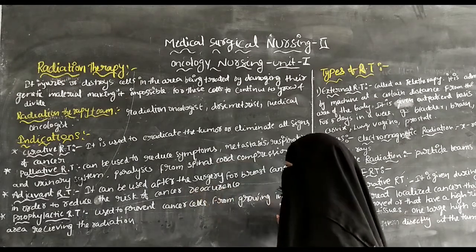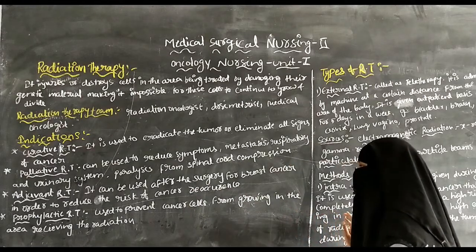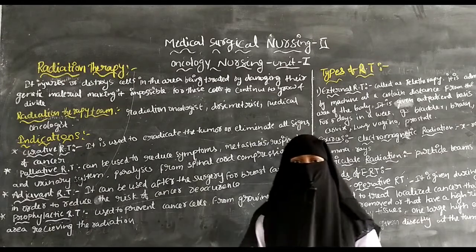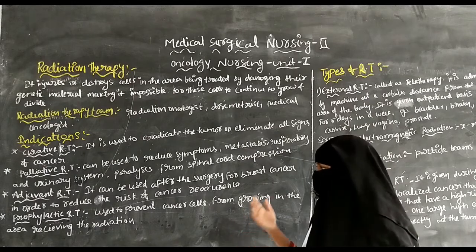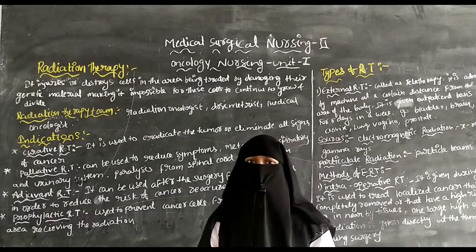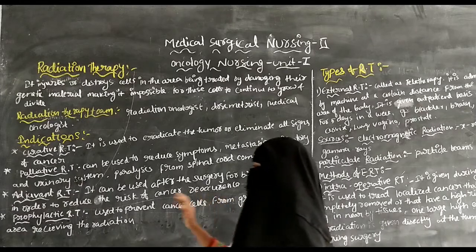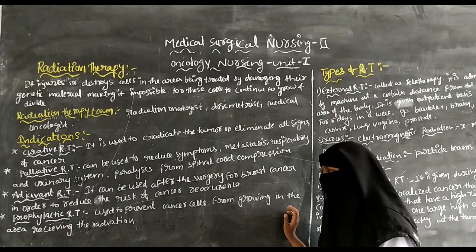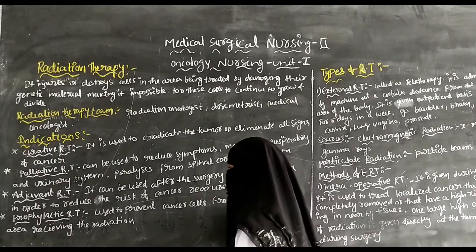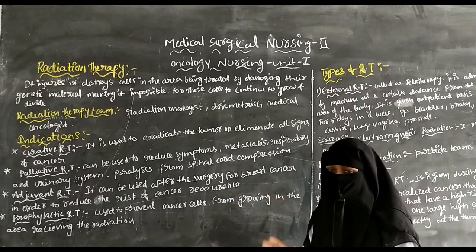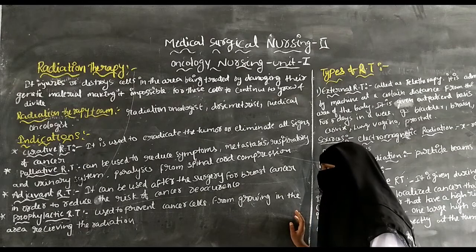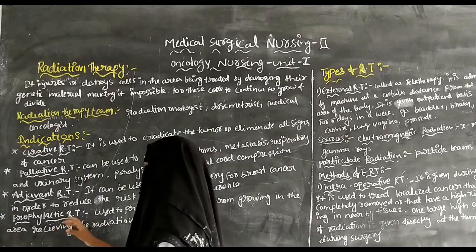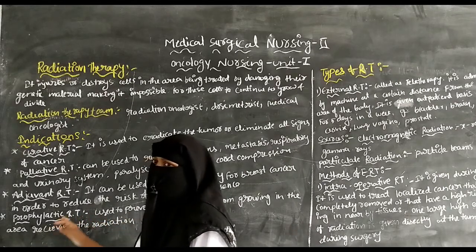So adjuvant radiation therapy is used after the surgery. For example, breast cancer: if the patient has breast cancer, the breast has to be removed. After the surgery, radiation therapy can be provided to the patient, and it reduces the risk of cancer recurrence. This is called adjuvant radiation therapy. Next is prophylactic radiation therapy. Prophylactic means prevention.